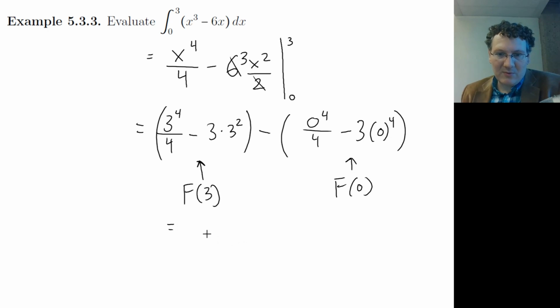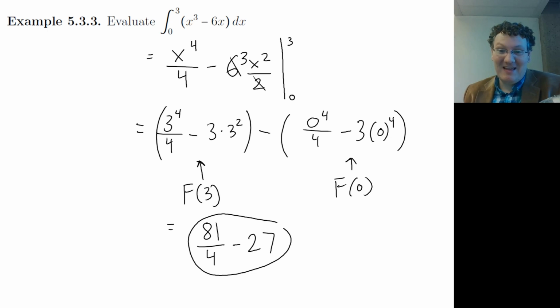So in the end, that's what we have. We have 3 to the 4th, which is 81, 81 over 4 minus 27, which I'm just going to leave just like that. I'm fine with that.